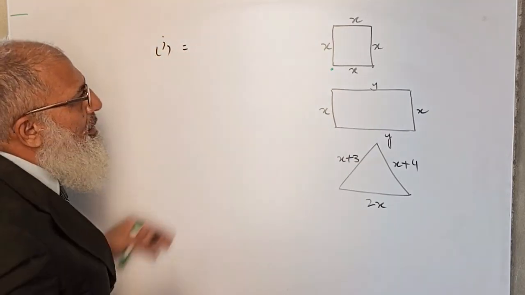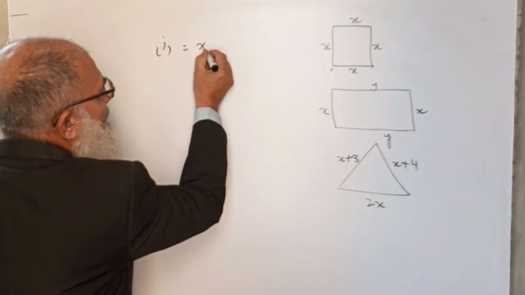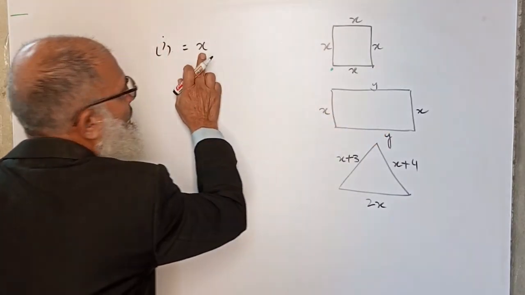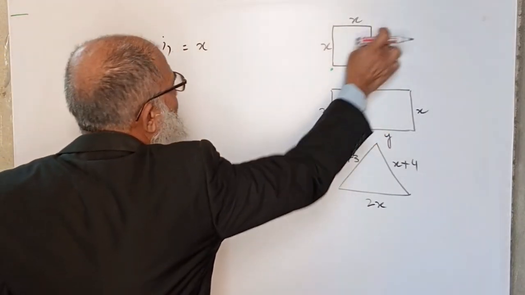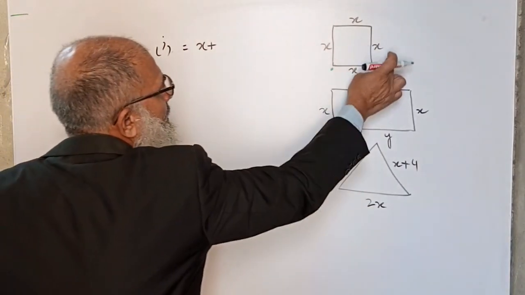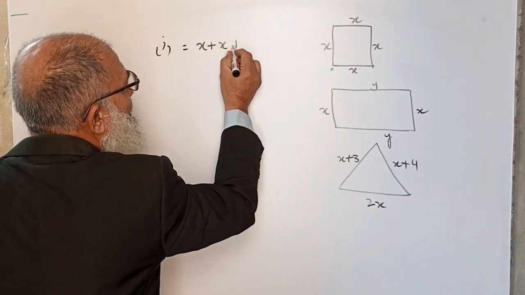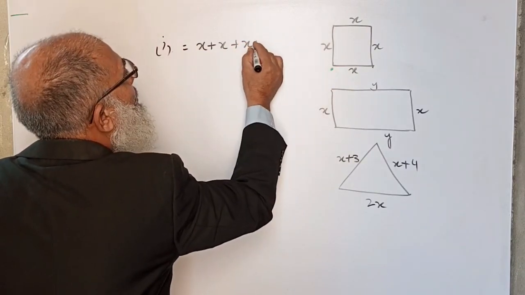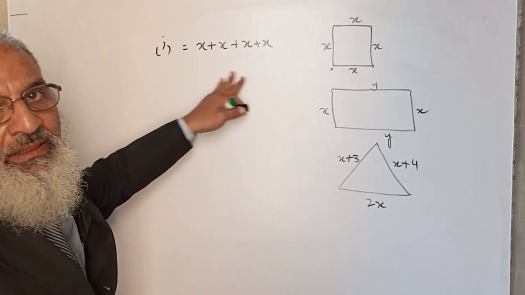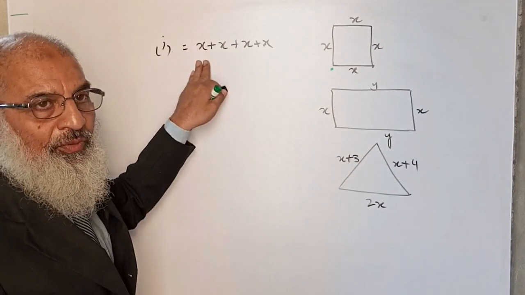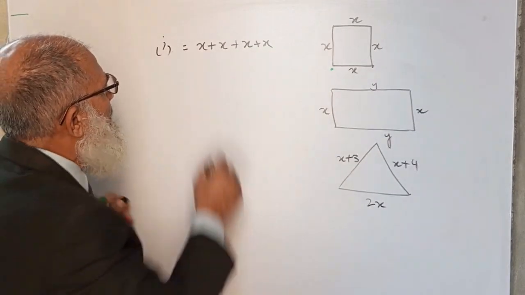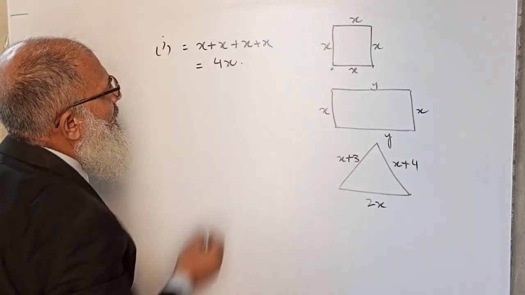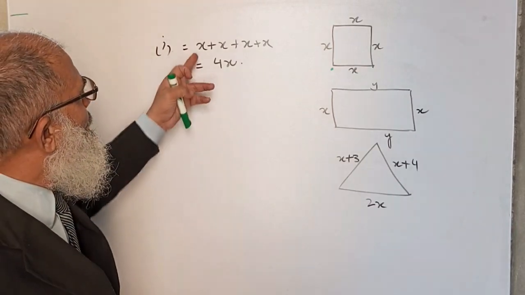For the square, what we write here is we traveled from this point, we traveled x, then we traveled again x, and then we traveled again x, and finally again x. So we have traveled 4 x's: 1x, 2x, 3x, and 4x. When we sum up, we come up with 4x.